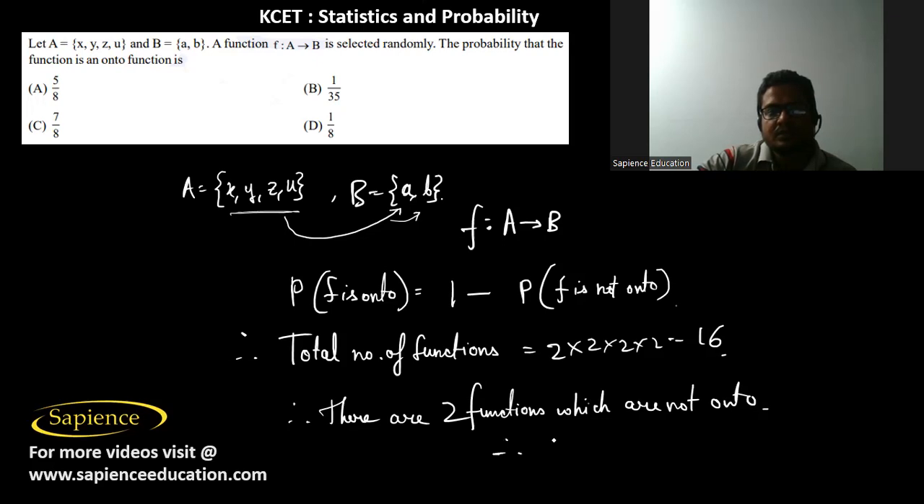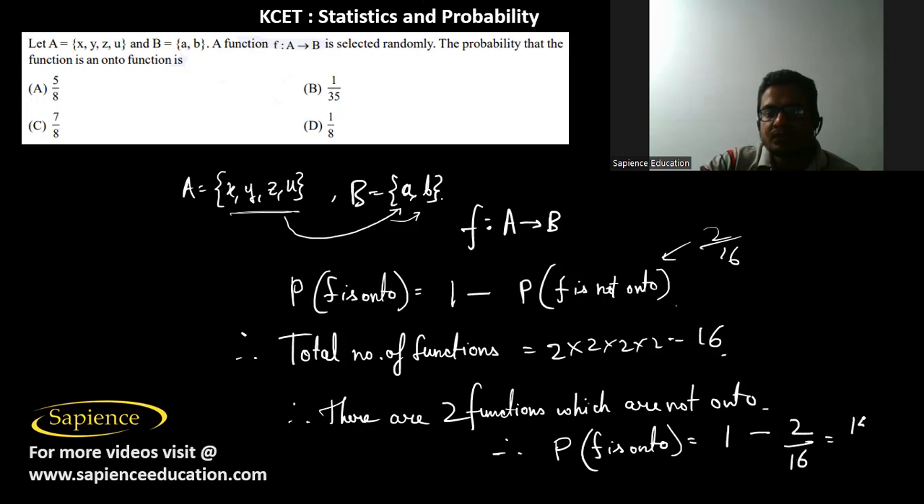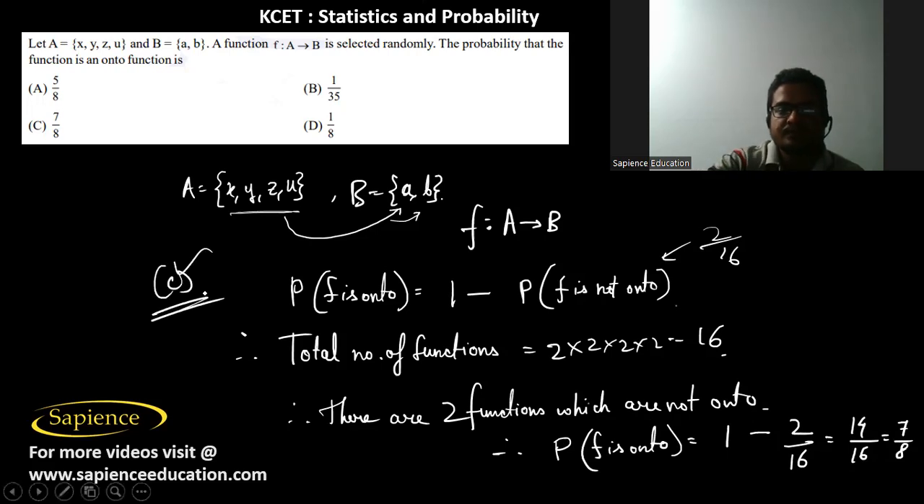Therefore the probability that f is onto will be 1 minus the probability that f is not onto. There are two functions which are not onto out of 16 functions. So the probability that f is not onto will be 2 by 16. So it is 1 minus 2 by 16, which is 14 by 16, which is equal to 7 by 8. So option C is the correct answer.